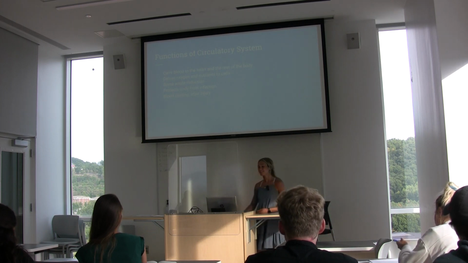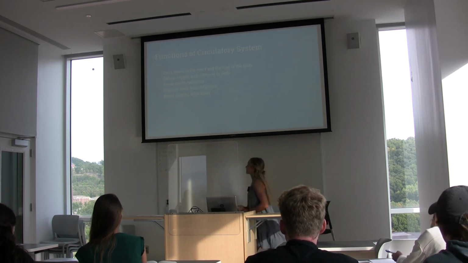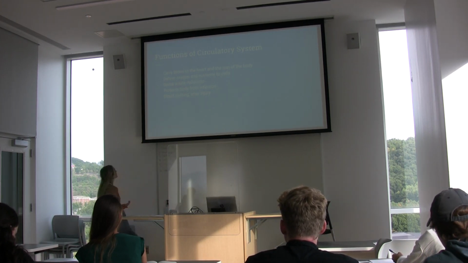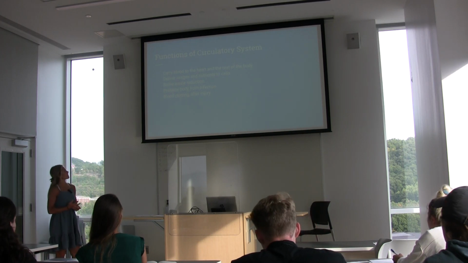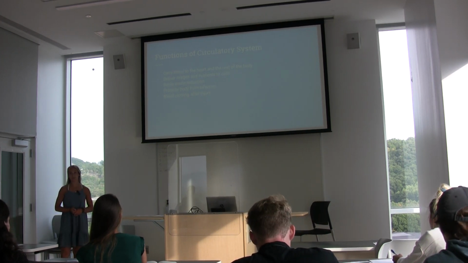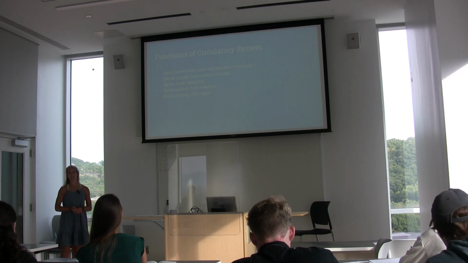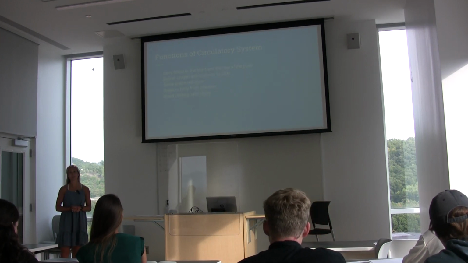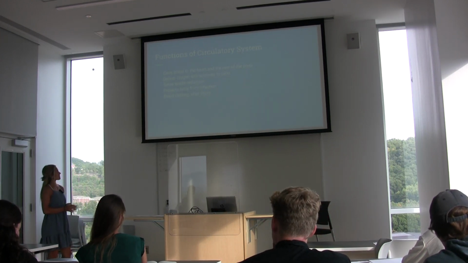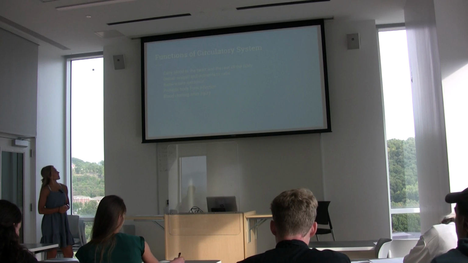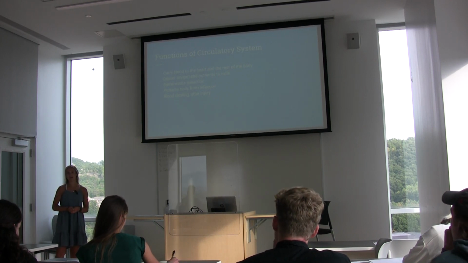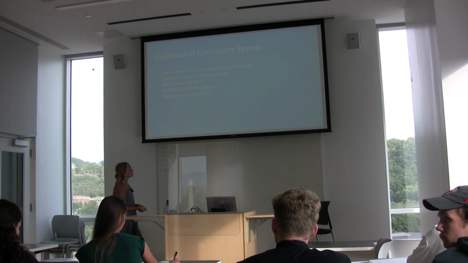Okay, so these are the functions of the circulatory system. These are the main jobs that it does. It carries blood to the heart and the rest of the body. It delivers oxygen and nutrients to the cells. There is some waste excretion or reduction, but that's not one of the main points. It protects the body from infection, and there is blood clotting after injury.